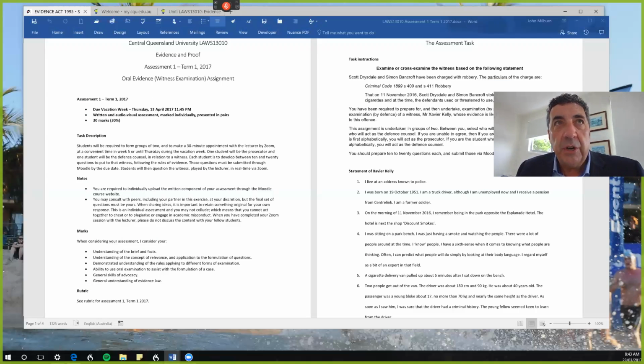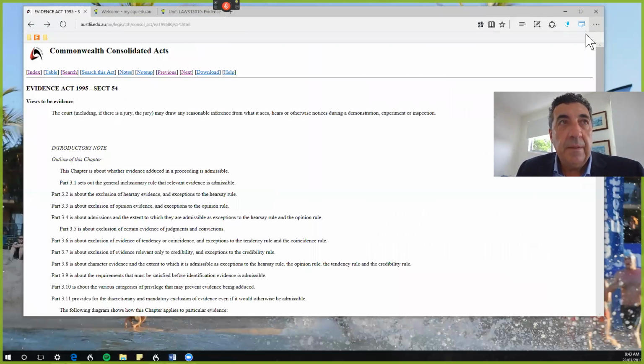Okay. While I'm sharing the screen, I'm just going to take you to something else. We'll close that and we'll look at the Evidence Act, Commonwealth. And in particular, Section 54. Before I do, I'll just mention this. Evidence is material offered in a court proceeding during a trial to enable either the magistrate, if it's a magistrate's court, or jury, if it's a district court, or sometimes a judge, to reach a decision on disputes in issue.